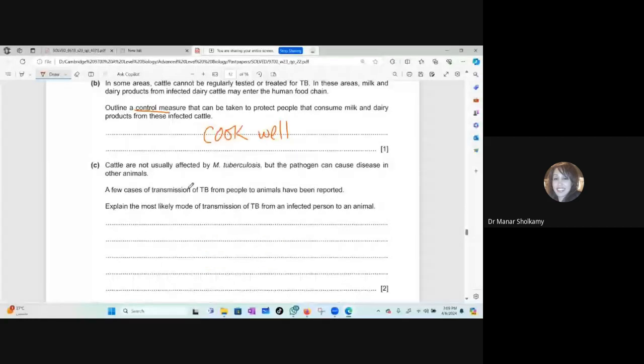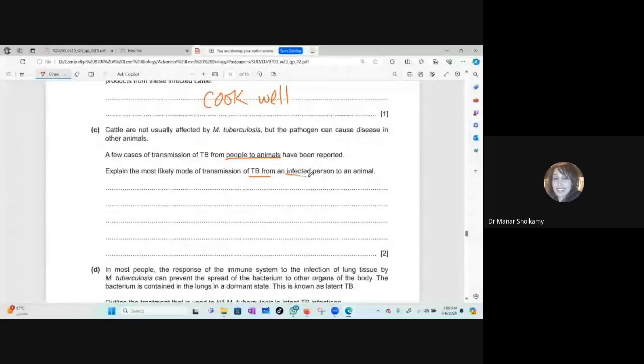Cattle are not usually affected by the tuberculosis, but the pathogen can cause disease in other animals. A few cases of transmission of TB from people to animals have been reported. Explain the most likely mode of transmission of TB from an infected person to an animal. 2 marks. Infected person coughs. Yes, you are correct, the bacteria is breathed in by the animal.